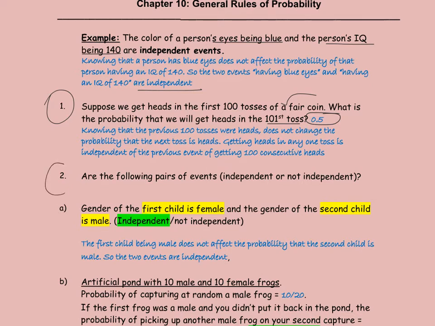Now let's look at question 2. The gender of the first child is female and the gender of the second child is male. So are the two events independent or are they not independent? Now if you know that the first child is female, is that going to affect the probability that the second child is male? And the answer is no. The fact that the first child is female does not change the probability that the second child is male, which is still 50%. So the two events are independent.